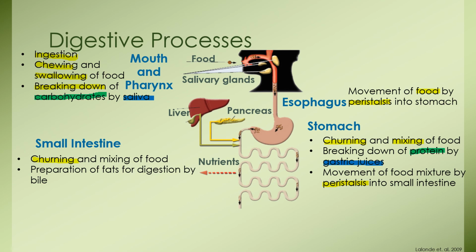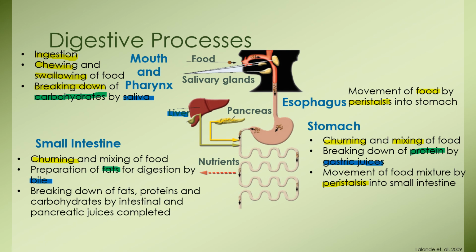The bile is the juice that is secreted by the liver. And here it happens the digestion of fats by the bile. Also break down fats, proteins, and carbohydrates by intestinal and pancreatic juice. So the intestinal and pancreatic juice, that pancreatic juice is secreted by the pancreas. They help to break down the fats, proteins, and carbohydrates. And here is when happens the most absorption of nutrients.